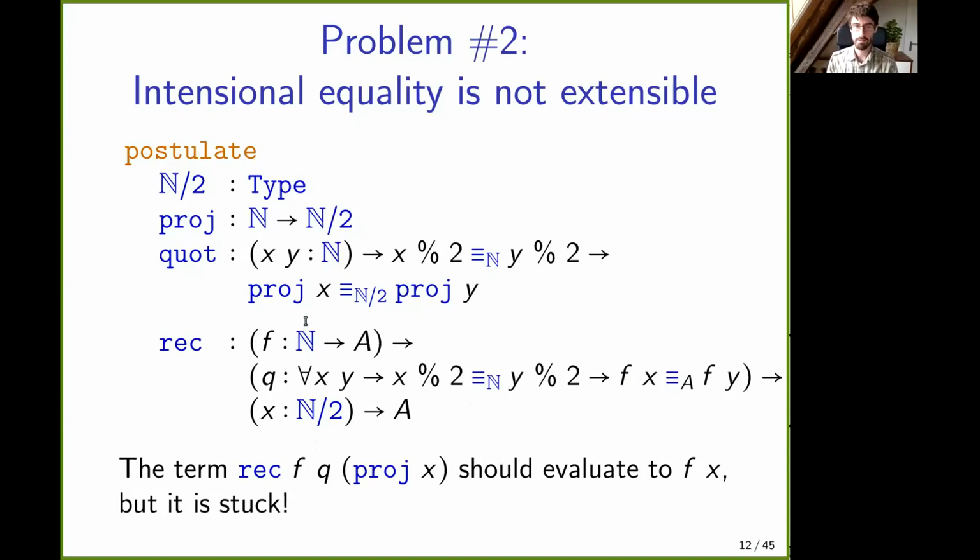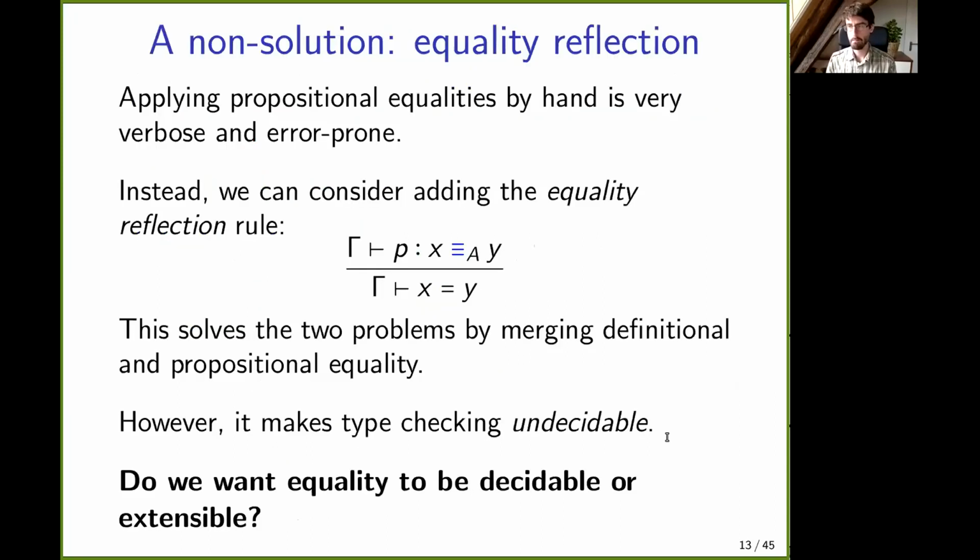However, there's a problem with this approach, namely that now we can construct this term, the recursor applied to some projection of x, and we would like this to evaluate to f of x, but it does not. There's nothing telling Agda to evaluate this. So this is just a stuck term, which means we can postulate that they're equal, but it will still not compute automatically. Okay. So what can we do?